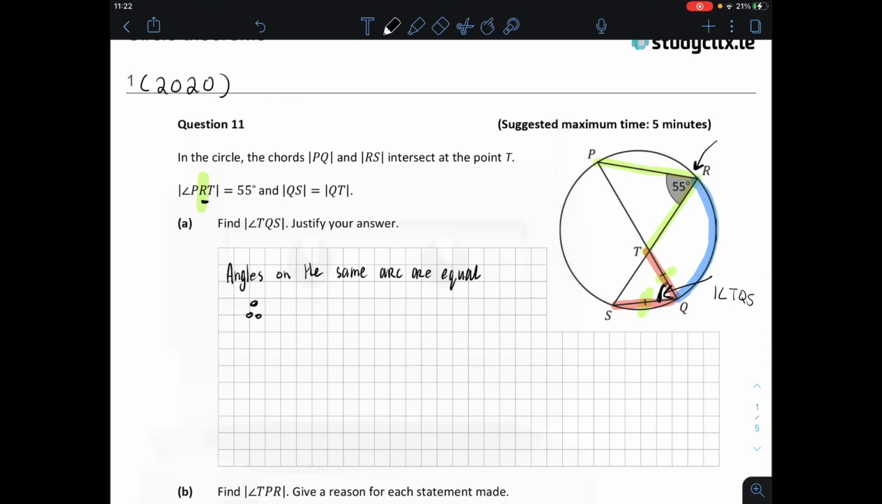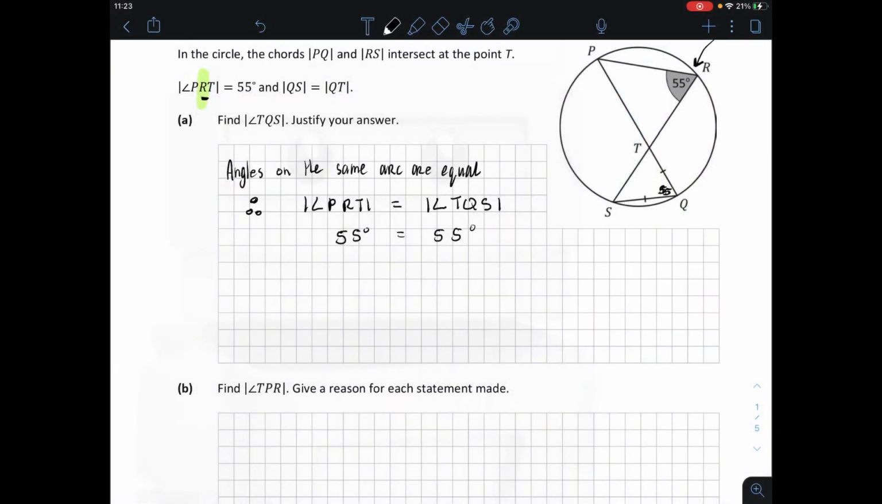and therefore the angle of PST will be equal to the angle TQS. If the angle PST is 55 degrees, it means that the angle TQS must also be 55 degrees. So let's look at part B. We're asked to find the angle TPR. So again, let's just draw where this angle is. So we're going from T to P to R. So we're looking for this angle here.